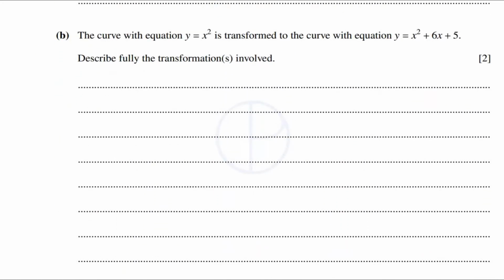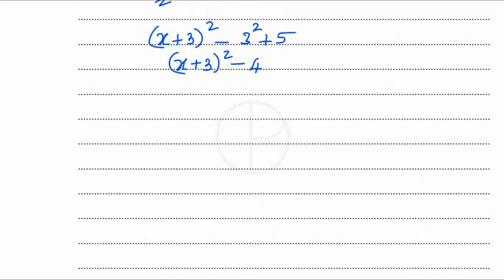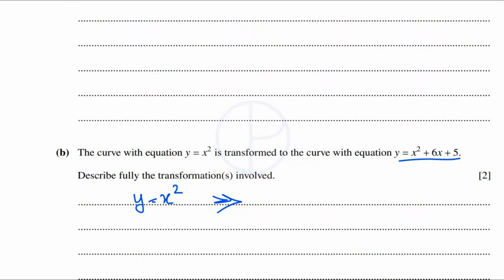The next part of the question is, the curve with the equation y is equal to x squared is transformed to the curve with equation y is equal to x squared plus 6x plus 5. Describe fully the transformation involved. So the curve y equals x squared is transformed into y equals x squared plus 6x plus 5, which is nothing but (x plus 3) the whole squared minus 4.